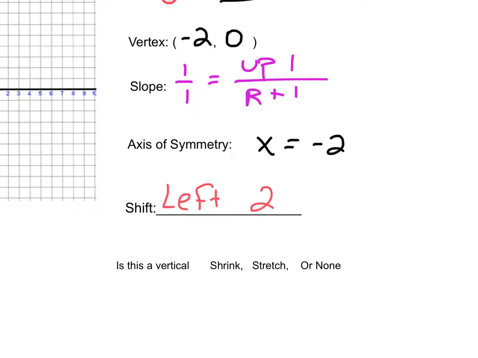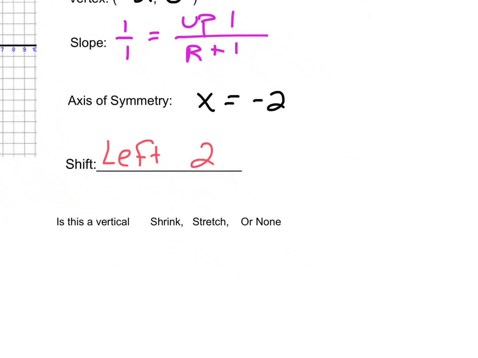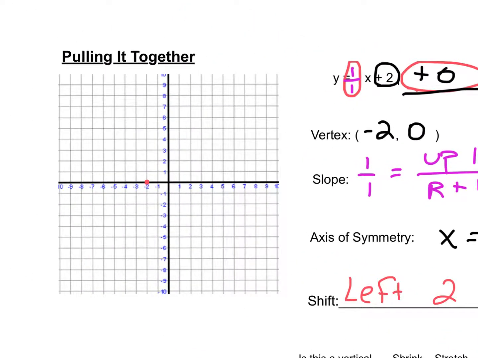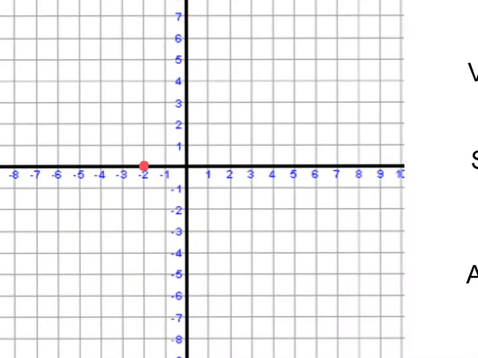Okay, shrink, stretch, or none. Now again, my slope is 1 to 1, which means it is 1. So since 1 is going to be equal to 1, it is none. Alright, so let's graph up this beast. Alright, so here we go. Slope's 1 to 1, so up 1 to the right 1, up 1 to the right 1, up 1 to the right 1. My axis of symmetry comes right through here.